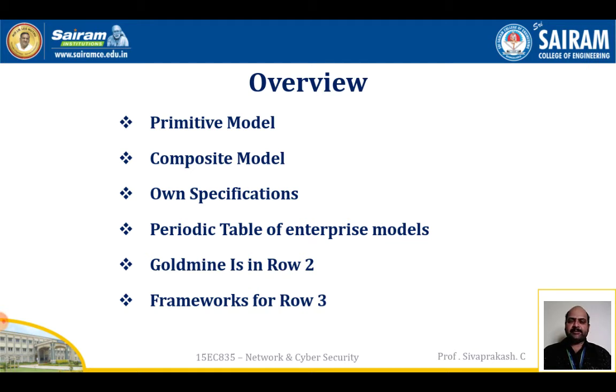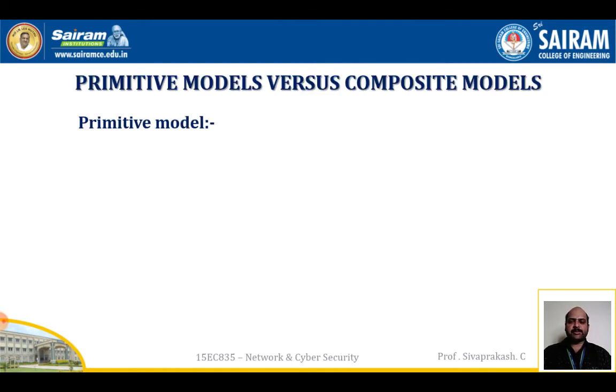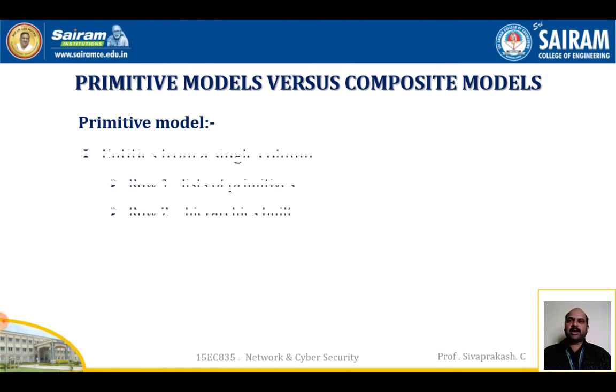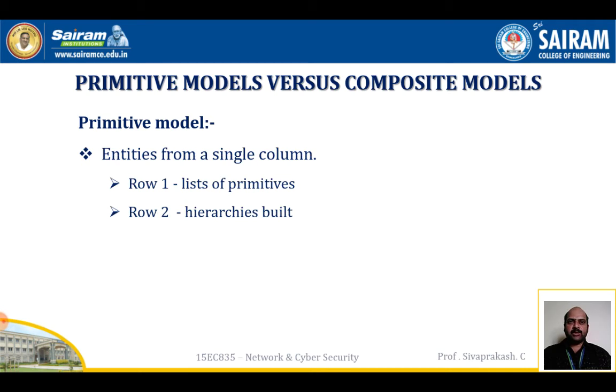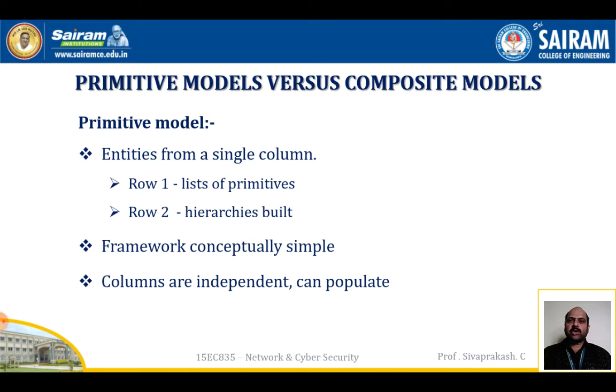Let's discuss the first one, primitive model versus composite model. What actually is a primitive model? A primitive model is one that only includes entities from a single column. Row 1 contains a list of primitives from each column. Row 2 has hierarchies built from those lists. Keeping the columns separate in our models has many advantages. It makes the framework conceptually very simple. Because the columns are independent, we can populate them in parallel.